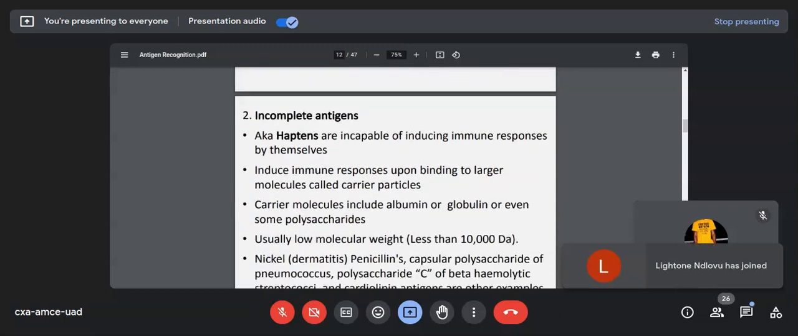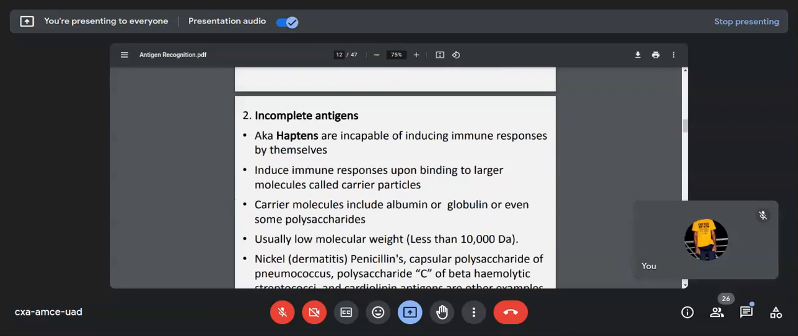Then the second type, I think this is the last type, is the incomplete antigens, and they are also called haptens. They'll ask you questions on this. I doubt if an exam can end without those haptens. What are haptens? When a molecule is a partial antigen or a partial immunogen, in other words, it needs something else for it to be an immunogen. It needs something else to cause an immune response. You call that molecule a hapten. I hope you're getting the point. It has to be added with a carrier protein on its structure for it to be immunogenic.